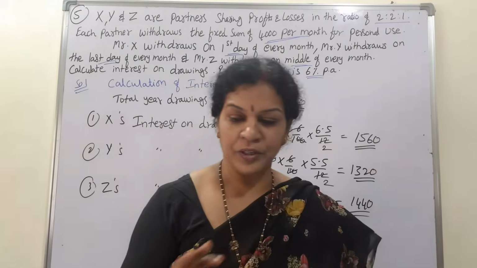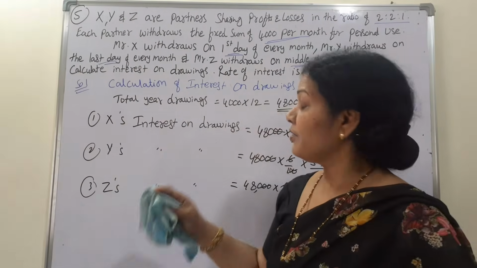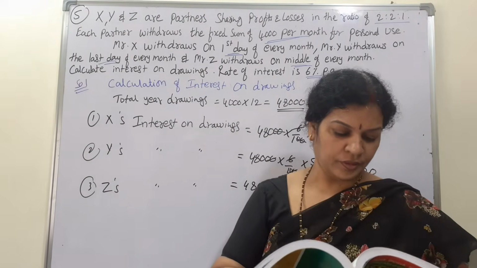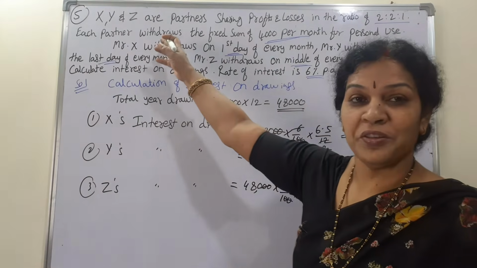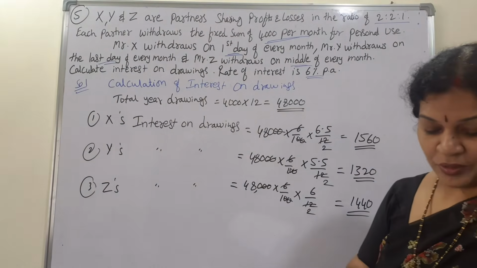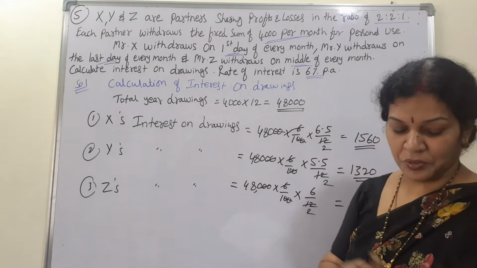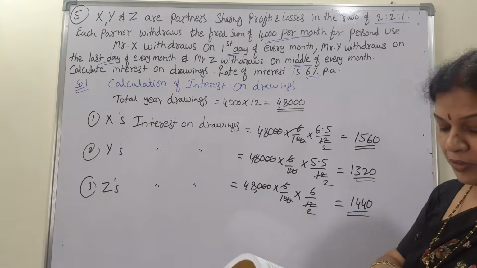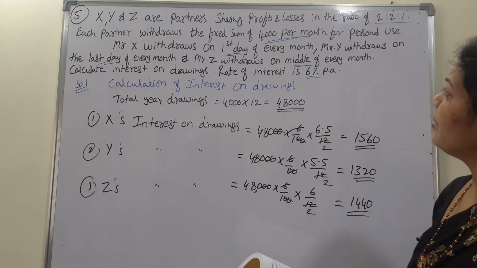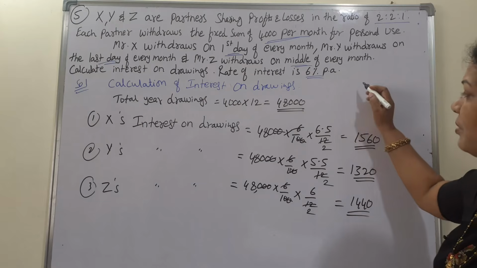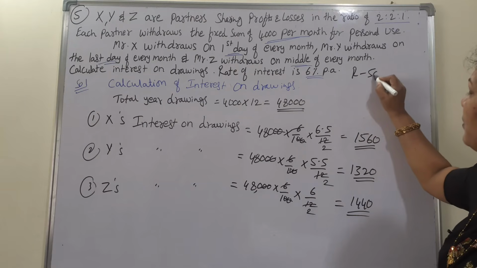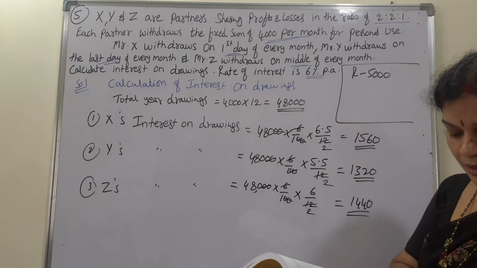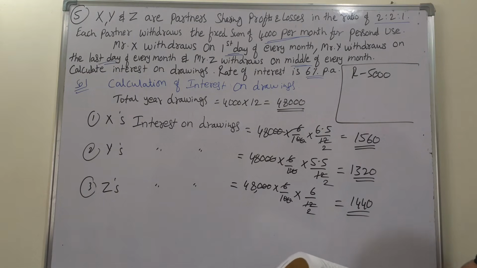So if it is clear, I'll give you one problem. You can just try this. So the problem is here. Ram, Lakshman and Hanuman. You take X, Y, Z as Ram, Lakshman, Hanuman. They are partners sharing the profits in the ratio of 2:2:1. Ram withdraws 5,000 per month, on the first of every month.